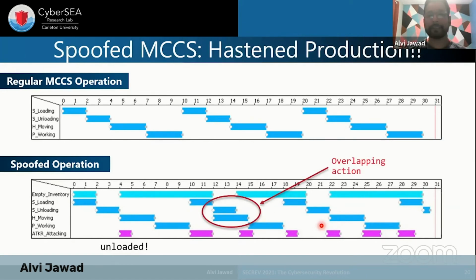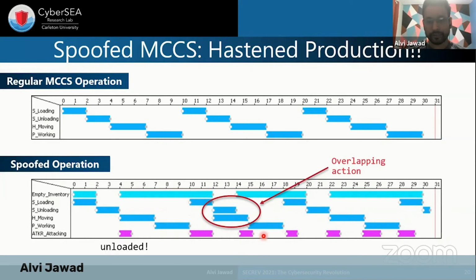Another interesting effect that we found when we looked at spoofing attacks is that certain commands can make actions overlap among each other. We have the storage agent unloading the material, and after the unloading is finished, the handling agent is supposed to move the material. But here, before the material is even unloaded, the handling agent starts moving the material because we have a successful unloaded command. The handling agent believes it can now move the material, but the material doesn't even exist.